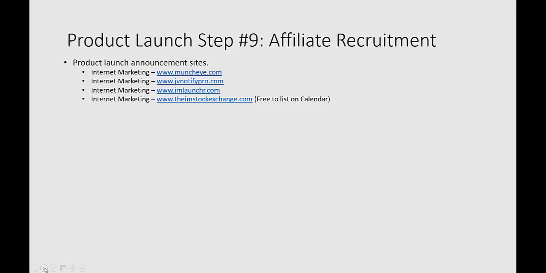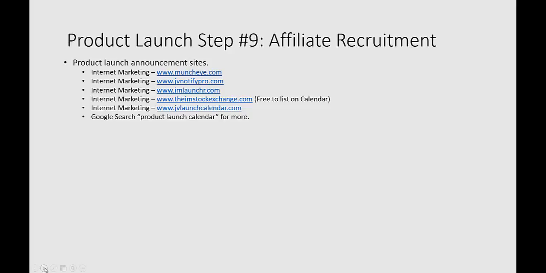imstockexchange.com. It's absolutely free to get listed on their calendar as of now, and you can get listed on all of these. Now, every one of these does have an upgrade option that you could consider, but obviously this is all about no cost product launch, no cost marketing, running your entire business and starting it up without having to invest any money. So you could go to any of these product launch sites, and jvlaunchcalendar.com is another one.